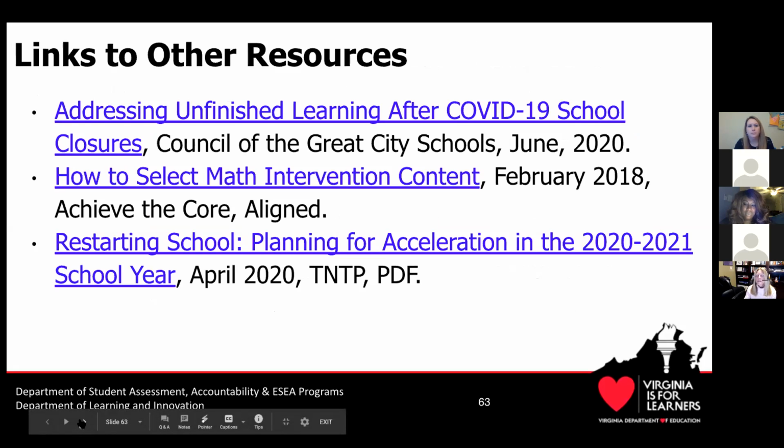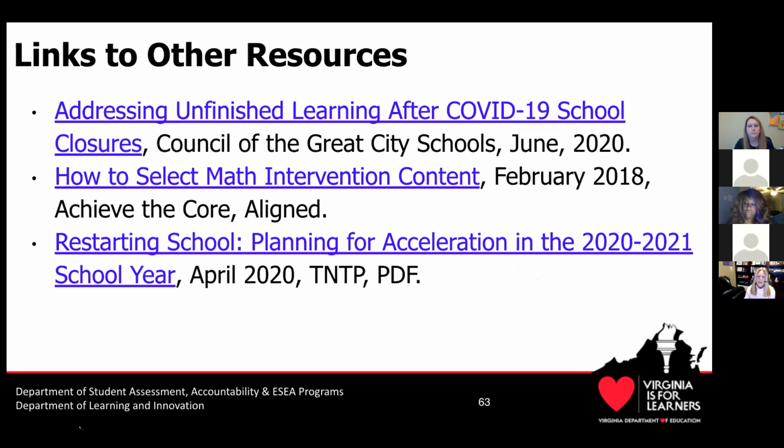We have some links to different resources that you may be interested in. As we teach in this COVID-19 environment, there are some resources that may help you with addressing unfinished learning after COVID. The Council of Great City Schools has some great resources, and they have that one. That's a link that you'll be able to get to. Selecting math intervention content, and then restarting school. There's a planning for getting students to move forward that you might be interested in as well.